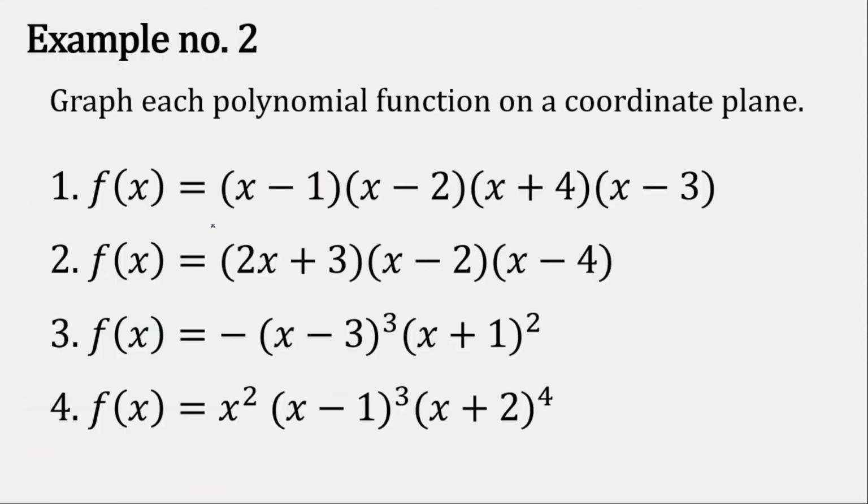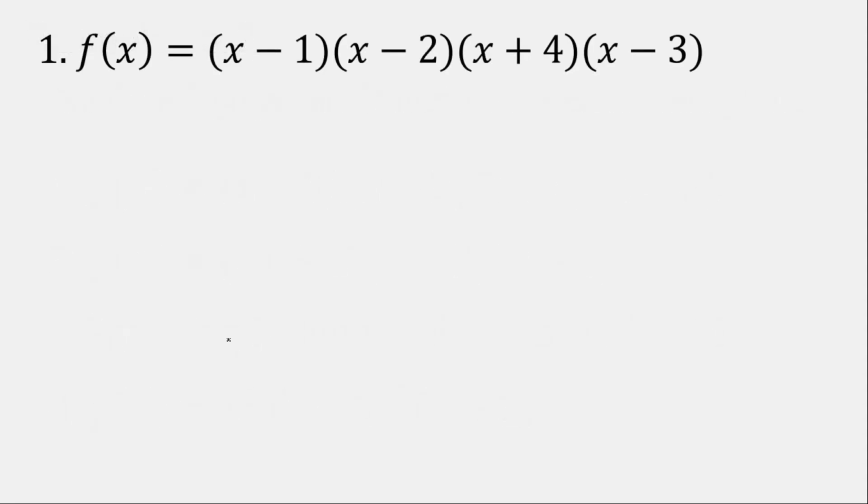Now let's try another example. We'll need to graph this polynomial function. As you can see, this polynomial function is already in factored form, so we don't need to bother factoring it. It will lessen our effort in finding the x-intercepts. So let's try number 1.